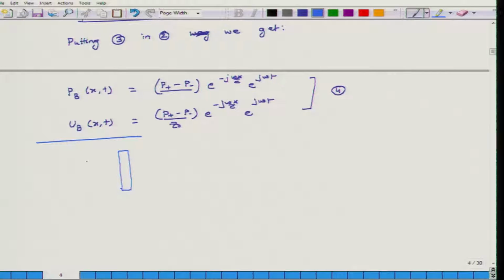This is the wall, and it is being struck. The incident complex pressure is P plus e to the power of minus j omega x over c, times e to the power of j omega t. The reflected pressure wave in complex terms is P minus e to the power of plus j omega x over c, times e to the power of j omega t, and the transmitted pressure is PT e to the power of minus j omega x over c, times e to the power of j omega t. This term should be plus.